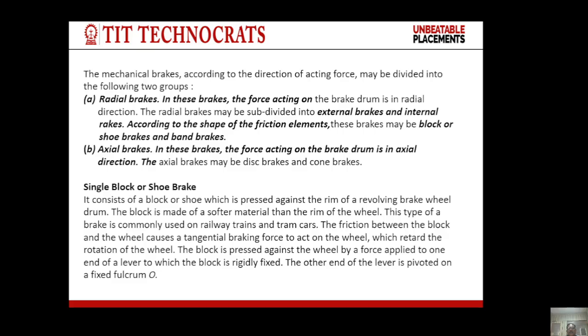The friction between the block and the wheel causes a tangential braking force to act on the wheel, which tends to retard the rotation of the wheel. The block is pressed against the wheel by a force applied to one end of the lever to which the block is rigidly fixed. The other end of the lever is pivoted on a fixed fulcrum.